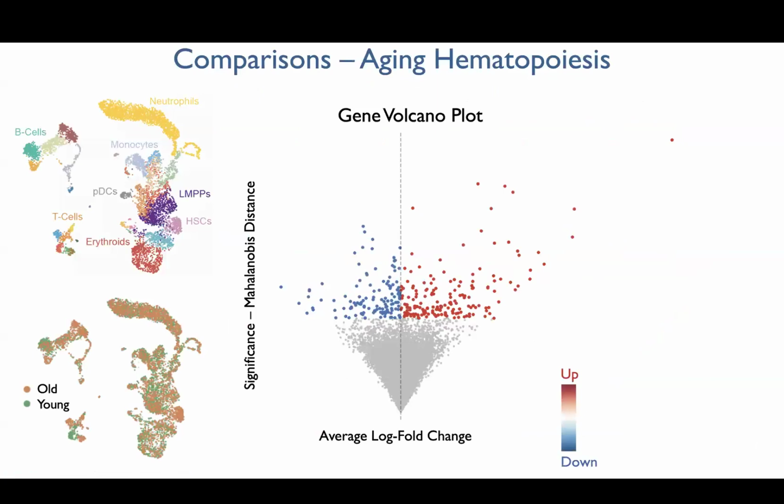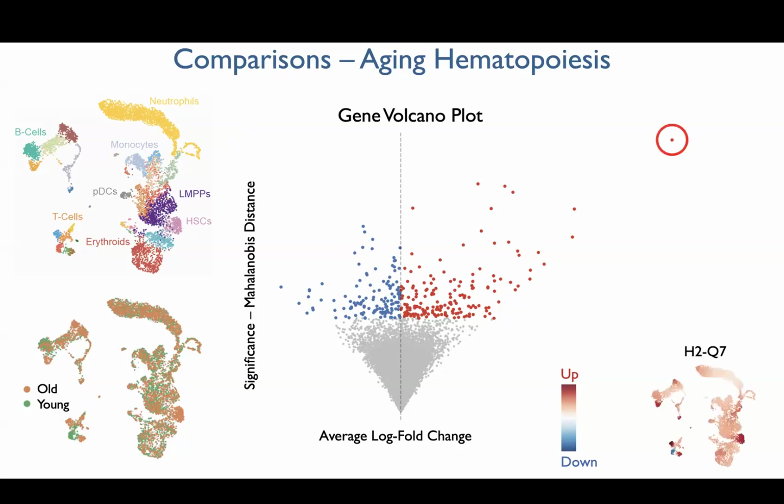Okay, so we're looking at the same murine hematopoiesis data set. Again, different cell types, it matters less. We're looking between old and young cells. And each dot here is a gene. We are using all the cells here across all cell types. We are not even looking at one cell type. So we are looking at all the cells effectively. Each dot here is a gene. The y-axis is the significance Mahalanobis distance metric.